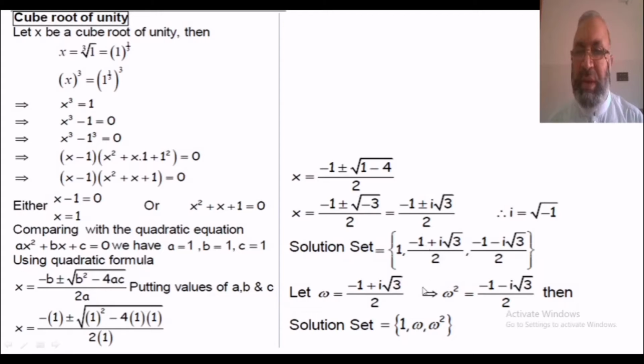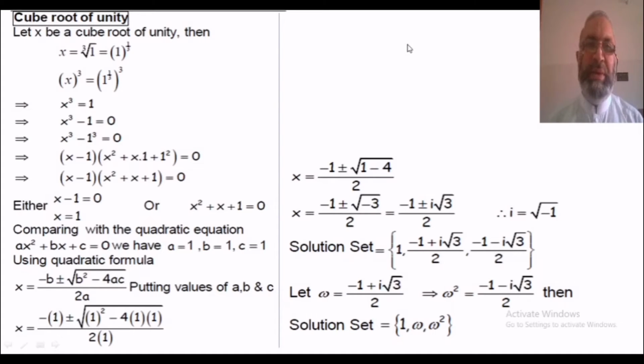That is one root. And the second root is omega square. Later on we will prove that if we take the square of this root, we get omega square, this term. Or if we take omega's negative root and take the square, we get omega square. Later on we will prove this in the coming exercise. But here, for the first stage, let the first root be omega and the second root be omega square. Thus we get three roots: 1, omega, and omega square. These are the three cube roots of unity.